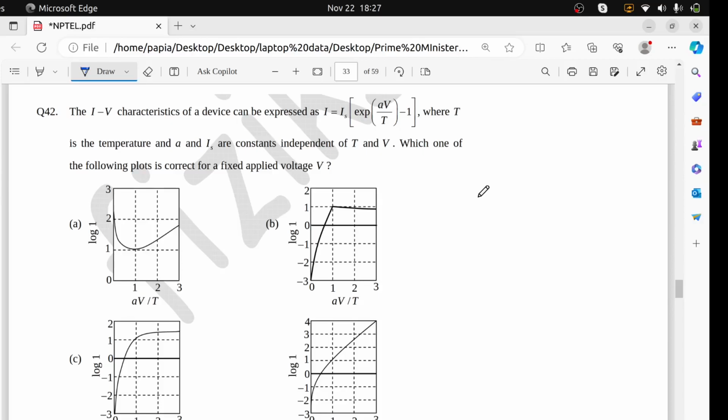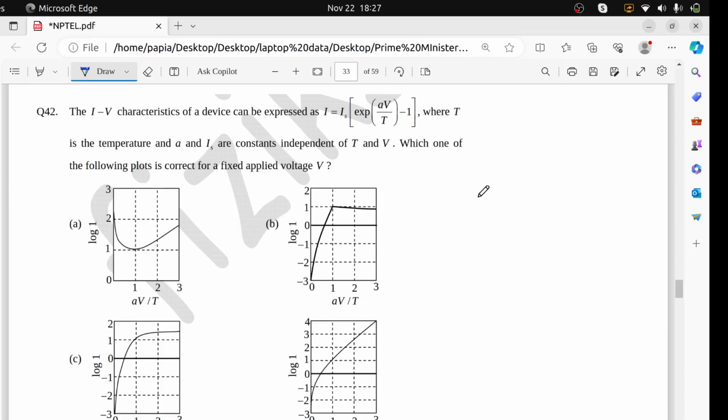Fine. The IV characteristics of a device can be expressed as I equals Is e to the power AV by T minus 1, where T is the temperature and A and Is are constants independent of T and V. Which one of the following plots is correct for a fixed applied voltage V?